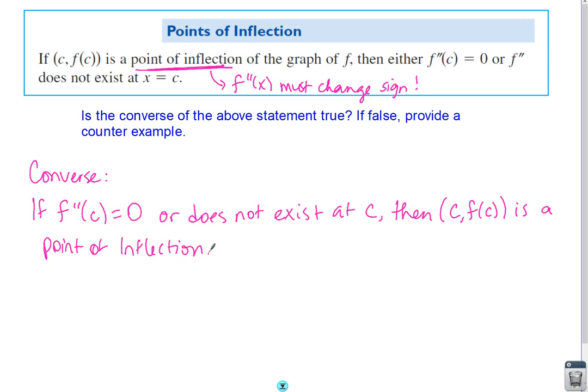Anytime I ask you this question, I feel like you guys are always like, she's probably asking because it's false. We just need to know why. Yeah, you're right. It is false. Why? Give me a counterexample.